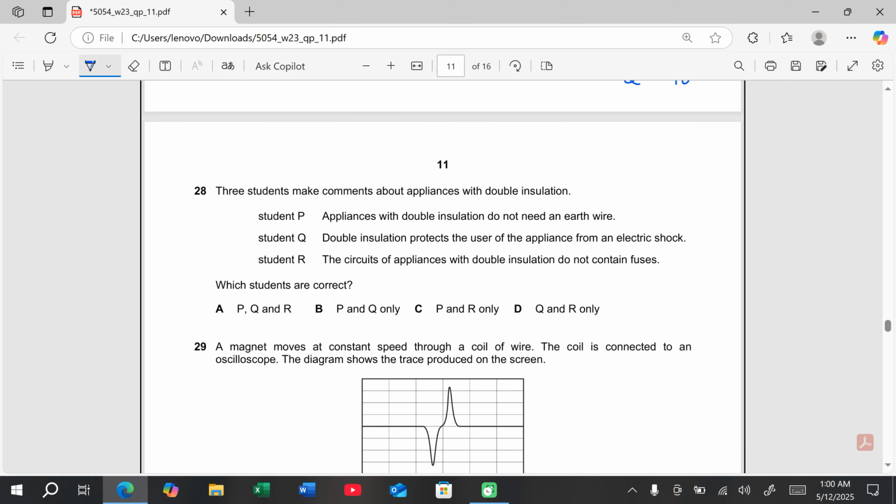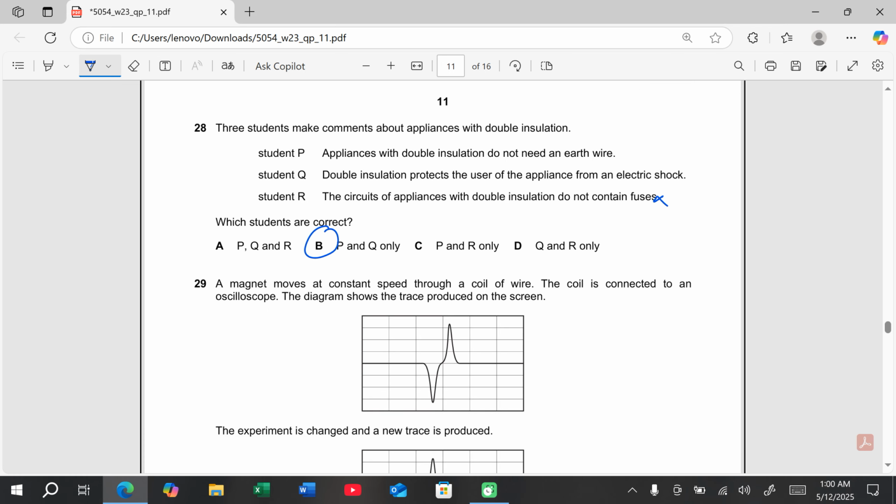Three students comment about appliances with double insulation. Student P: appliances with double insulation do not need an earth wire. Student Q: double insulation protects the user of the appliance from electric shock, and the circuit of the appliance with double insulation does not contain a fuse. A fuse has nothing to do with double insulation, so it should be both student P and Q who are correct.